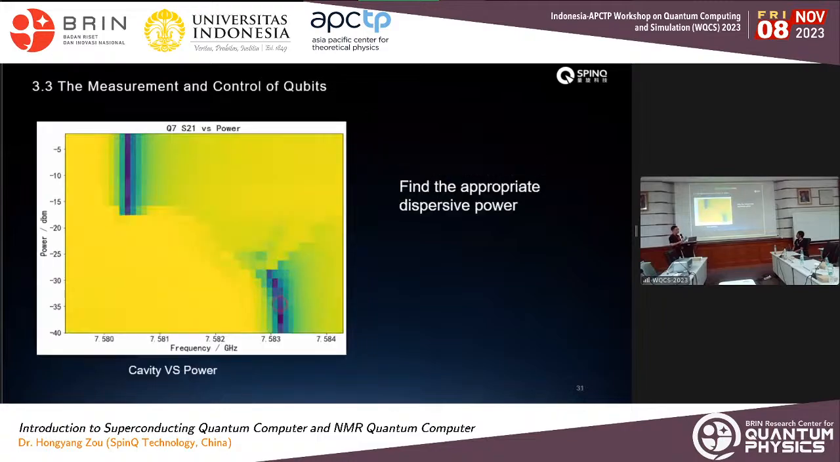Now we sweep the frequency of the resonator again and again, but with lower and lower power. This is what we get on this graph. About minus 20 dBm is the bare cavity, and below minus 30 dBm is what we call the dispersive cavity. The frequency of this kind of dispersive cavity here.